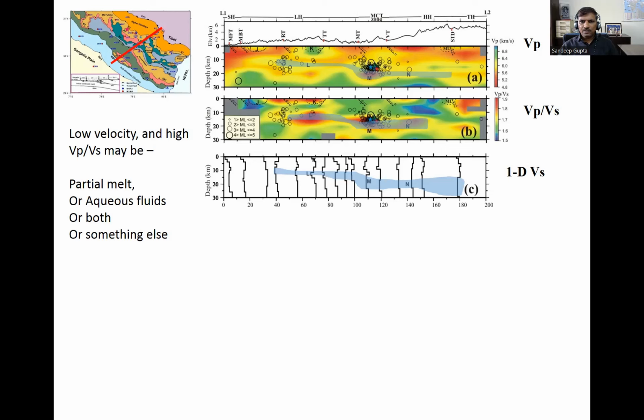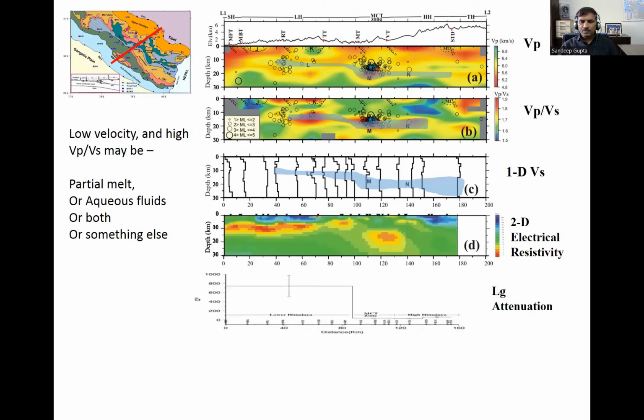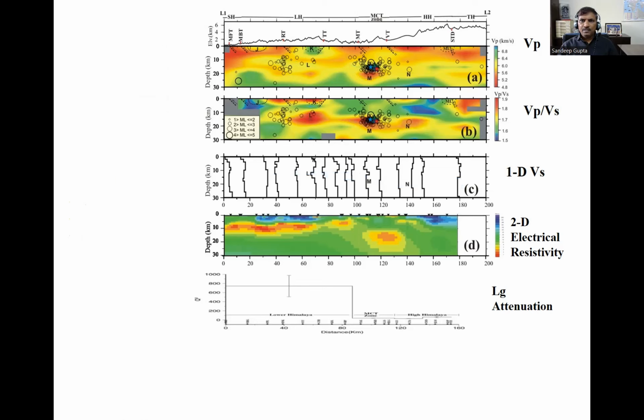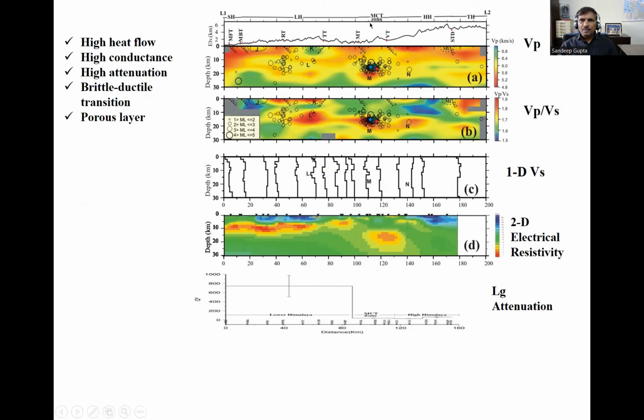Therefore, to constrain this further, we make use of the available information from the magnetotelluric study in this area, where the 2D electrical resistivity image shows high conductance in the mid crust, whereas the Lg attenuation study shows that north of the MCT, the Q value is low. It means high attenuation, whereas to the south of the MCT, the Q value is high with low attenuation. So we combine all these available information, and in the MCT and to the north of the MCT, heat flow is high, conductance is high, attenuation is high.